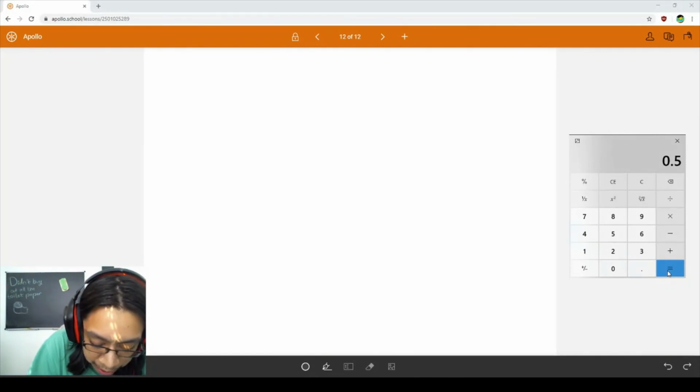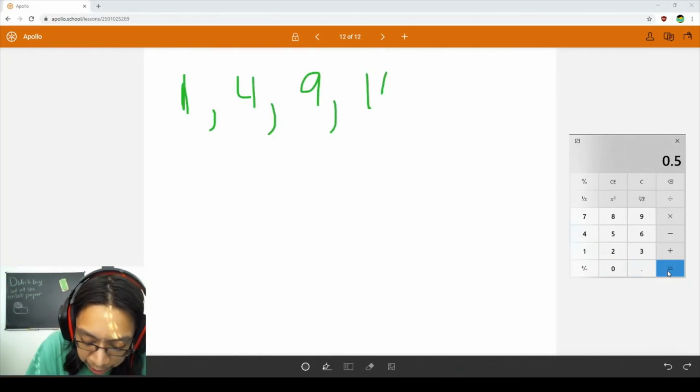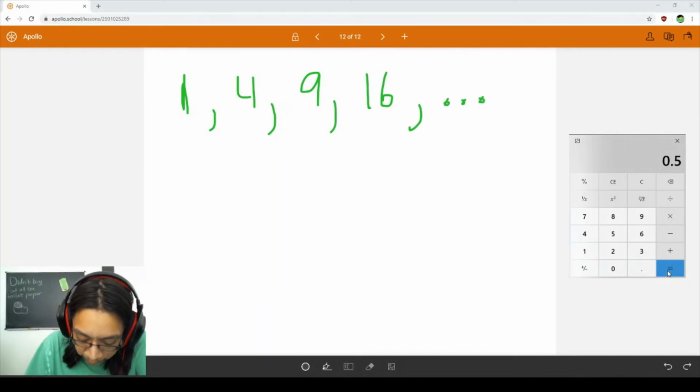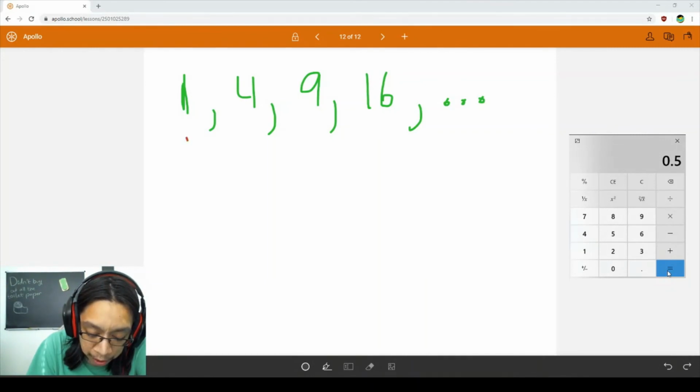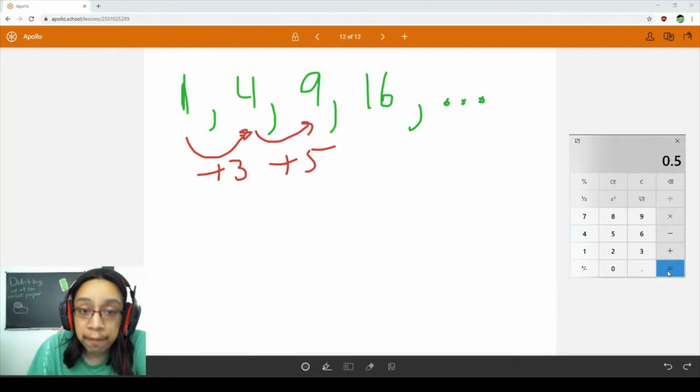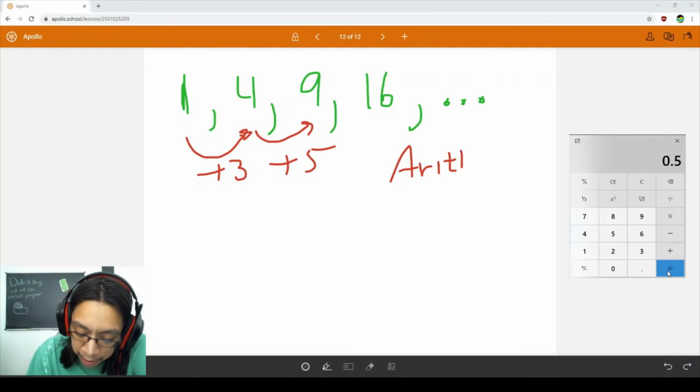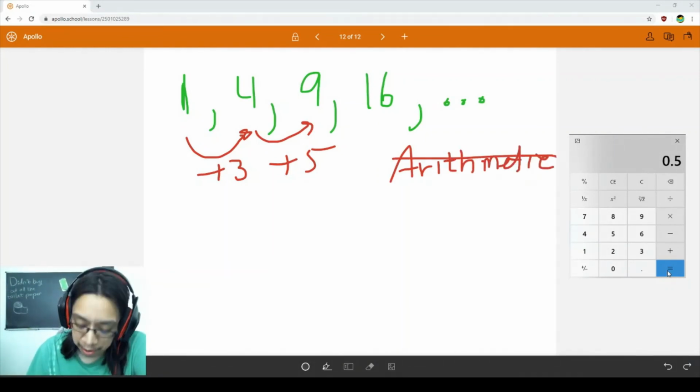Let's say you had an example where it was 1, 4, 9, 16. Okay, let's check to see if this is arithmetic. So from here to here is plus 3, but from here to here, it's plus 5. You're not adding by the same number. So this is already not arithmetic.